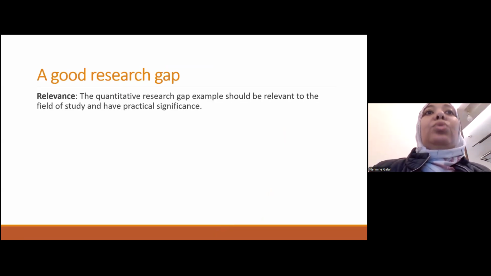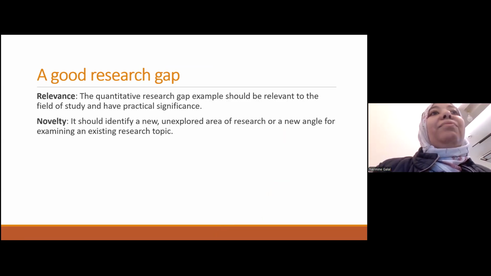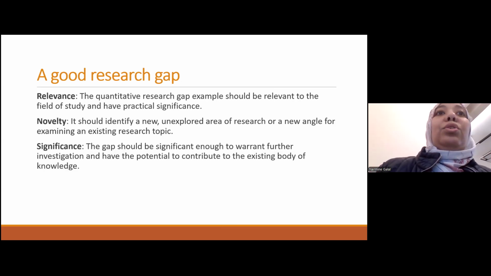So, relevance. As we mentioned, it's relevant. It's of particular significance to the field of study. You cannot take a variable that does not have a clear reference to your field and decide to implement it. Novelty. It's new, a rather unexplored research area. You take an existing point from a new angle that was not explored before. Significance. It should add further understanding to the existing body of knowledge. It would contribute to a better conceptualization of whatever variable you're studying.